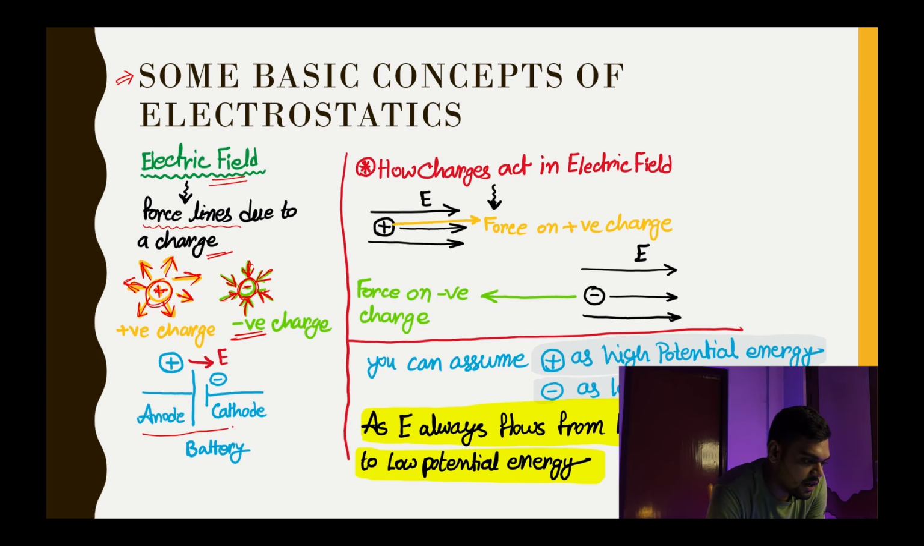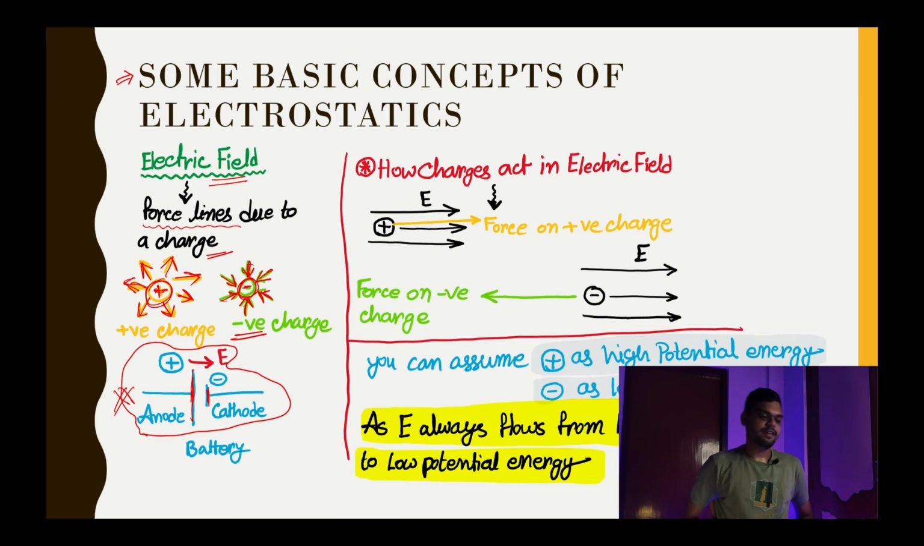After that, it is the symbol of a battery. The battery has a positive terminal and a negative terminal. We all know batteries, right? They have one positive terminal and one negative terminal. The positive terminal of the battery is called the anode and the negative terminal of the battery is called the cathode.